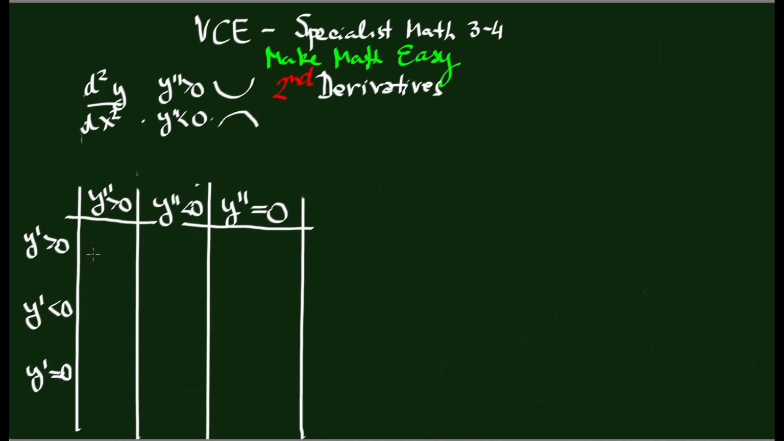So, when the first derivative is greater than 0, we know that the tangent line points up. We have 2 cases here because of the concavity changes. We don't know whether it changes from concave up to concave down, because now the first derivative is less than 0, and the first derivative equals 0.